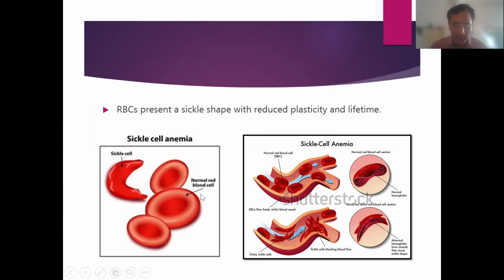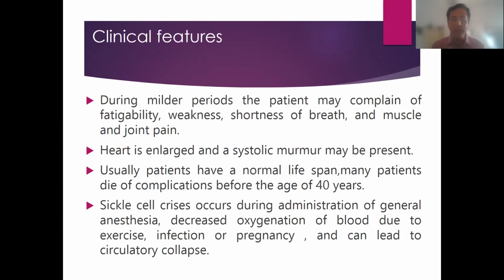If you see here, these are the normal red blood cells. Now here the cells become sickle cells. If you see, normally red blood cells are formed, but here the cells become sickle cells. Now, due to the anemia, the patient may become fatigued, weak, with shortness of breath, muscle and joint pain in this. The heart becomes enlarged, systolic murmurs will be there, the heart having issues.